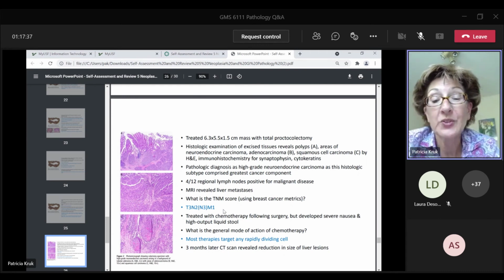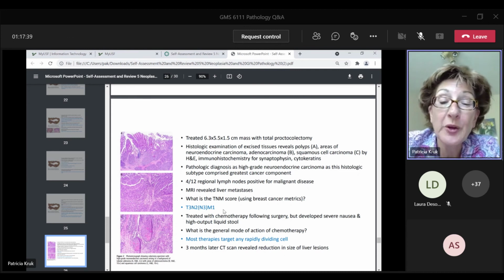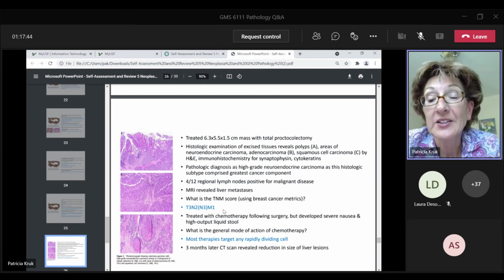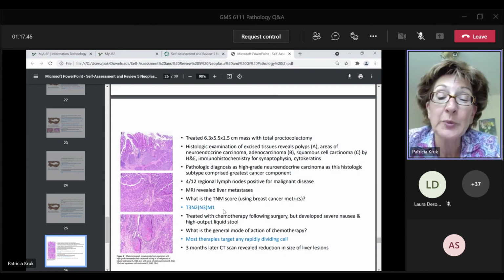The patient was, of course, after surgery treated with some chemotherapy because there's metastatic disease, but developed complications due to that, and probably would not have survived very long.